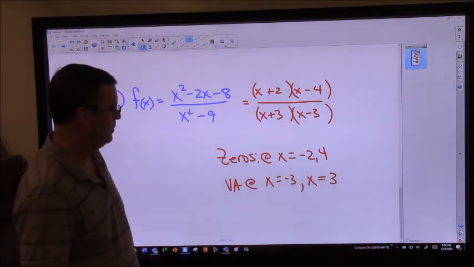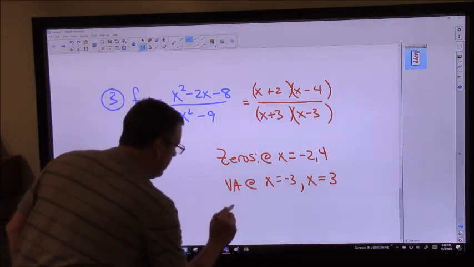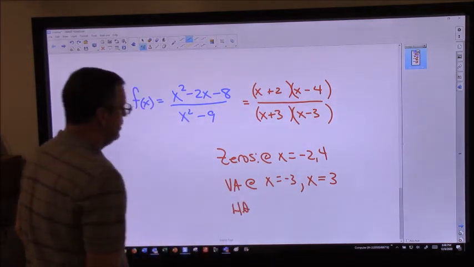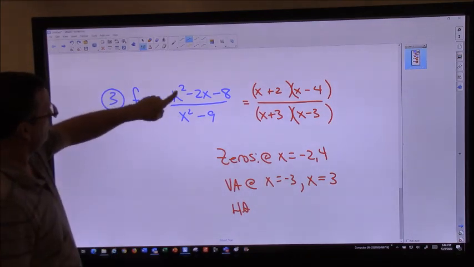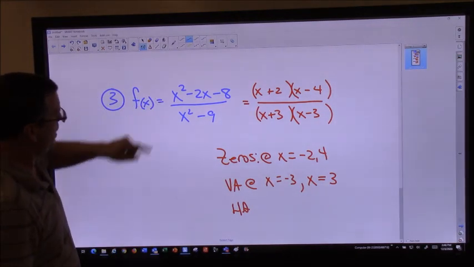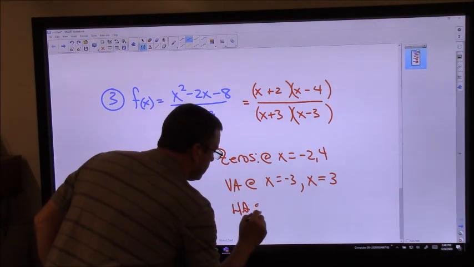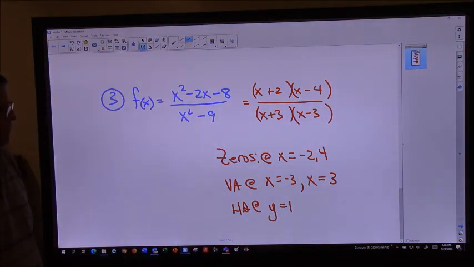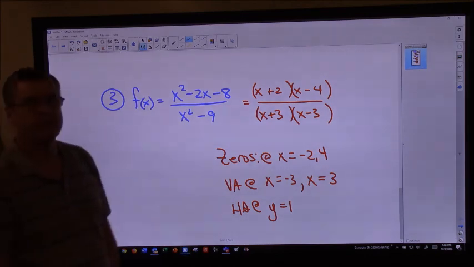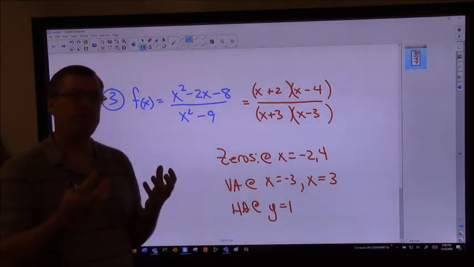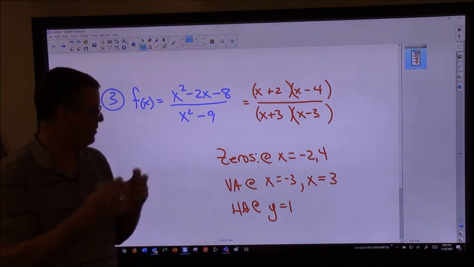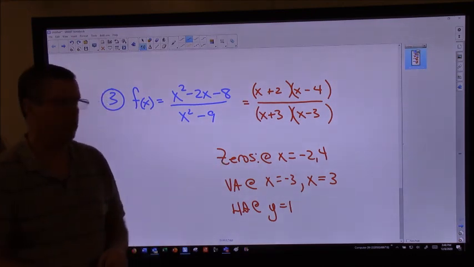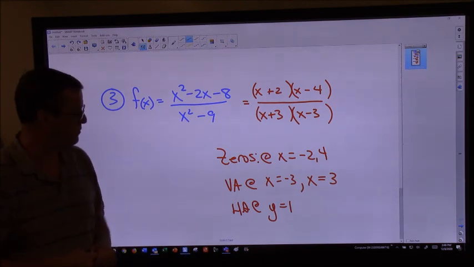Okay? And then my horizontal asymptote, again when I look at that the exponents are equal. So 1 divided by 1, that's y equals 1. Okay, so today we're just gathering information that we can apply and then produce a graph out of it, and we'll do that tomorrow.